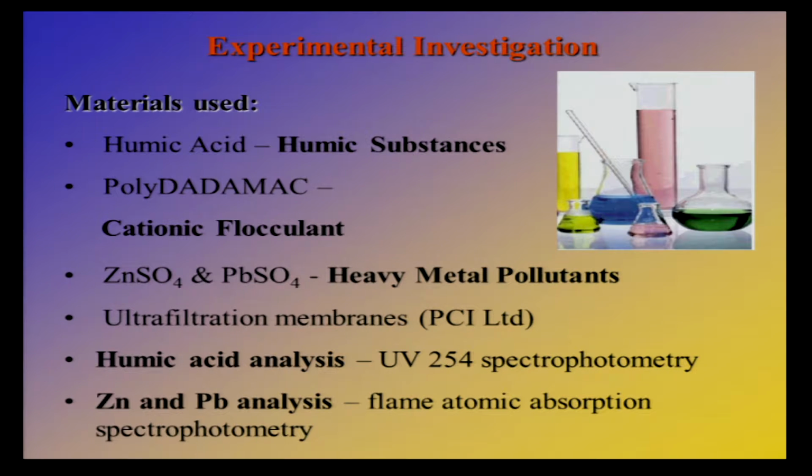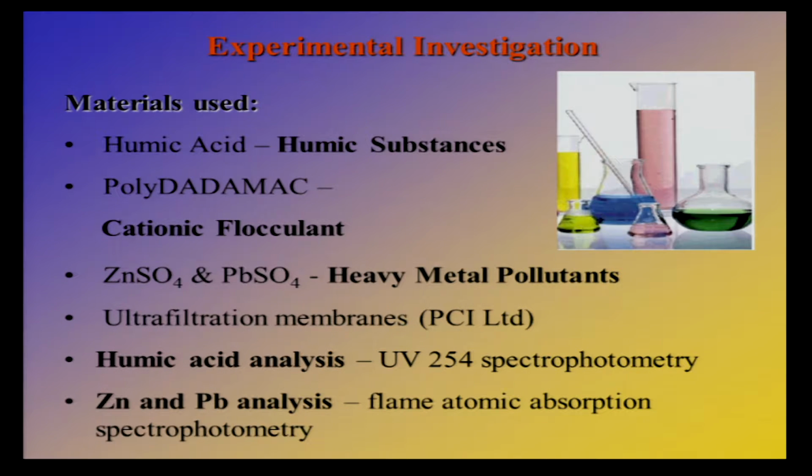So these are the substances we used. I gave you a picture before of humic acid. It's a fairly complicated macromolecule, but it does exist in a lot of natural waters. PolyDADMAC is an industrial flocculant. It's cationic. It's used a lot to treat sludge in the activated sludge process. And then the heavy metals will be zinc sulfate and lead sulfate, which will be removed. The ultrafiltration membranes we use are from a company called PCI.